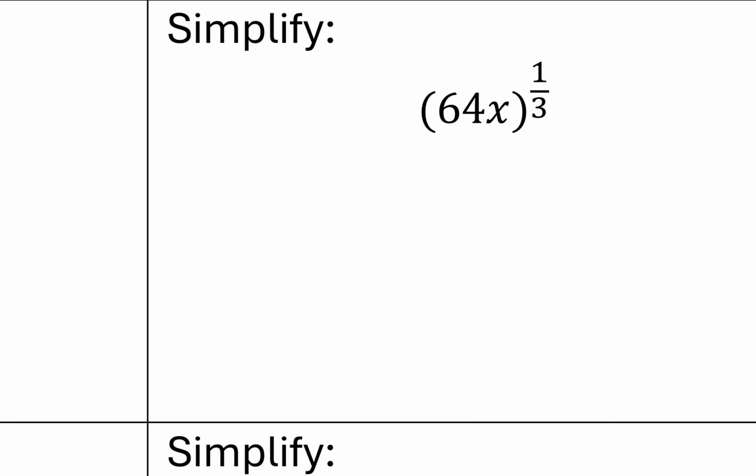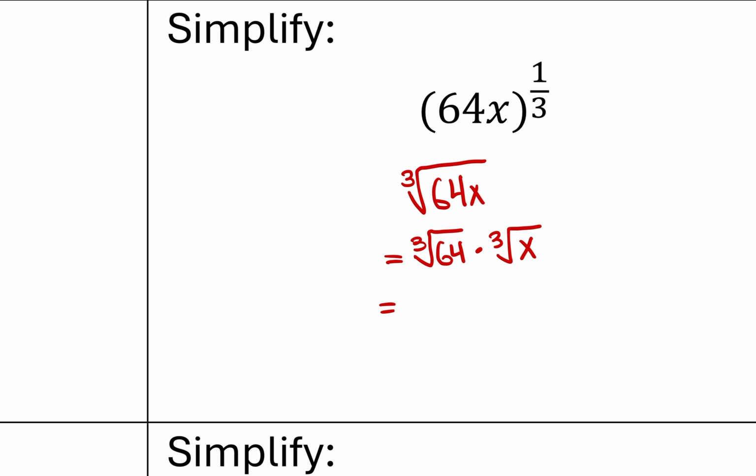For the next one, we have 64x to the power of 1 over 3. So we have the radical of 64x to the 1st power and then a 3 outside. So this is the cube root of 64x. This is going to be split apart, right? Cube root of 64 times the cube root of x. And that's going to turn into what? 4 times 4 times 4, which means that 4 is the cube root of 64 times the cube root of x.